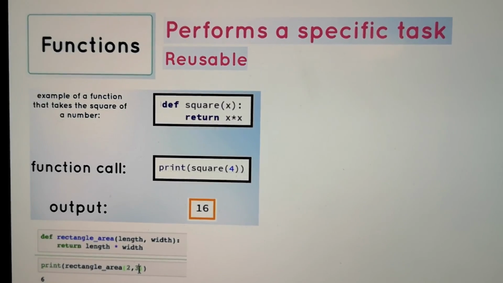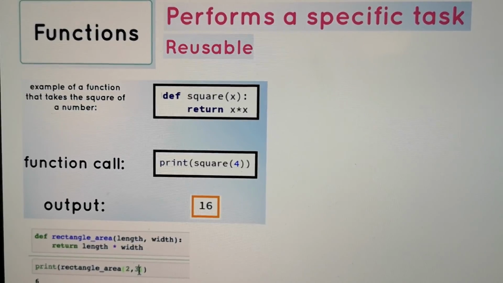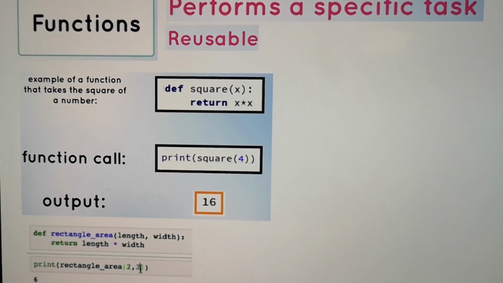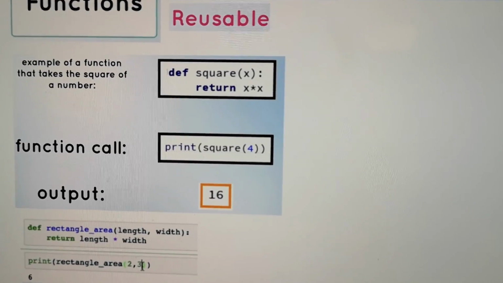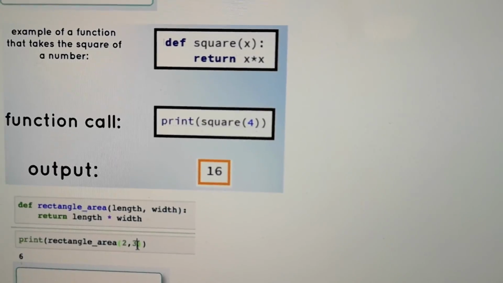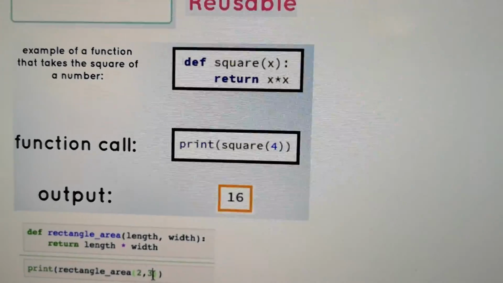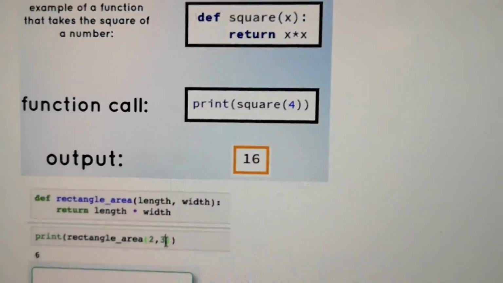It can be reused. For example, there are 3 steps. First, you have to define the function. This one gets the square of a value. Then you have to call the function, giving a parameter or value there. Then it will give you output. In this case, the square of 4 is 16.